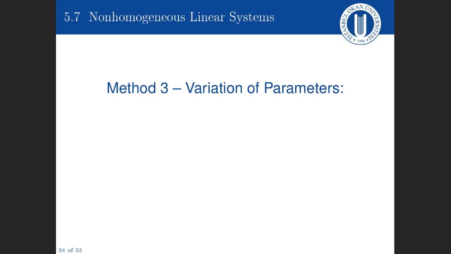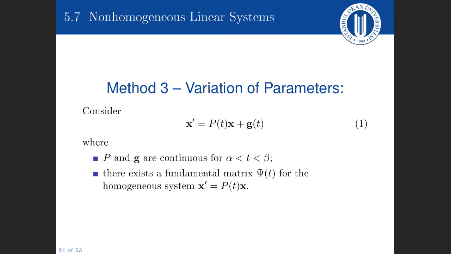Our third method is the method of variation of parameters. This time we're going to be considering x prime is equal to P(t)x plus g(t), where now we're letting P be a matrix function. And we're going to suppose that there exists a fundamental matrix, capital Psi, for the homogeneous system x prime is equal to P(t)x. Last week we talked about how to write down fundamental matrices. This is not the special fundamental matrix, capital Phi, this is just any fundamental matrix.